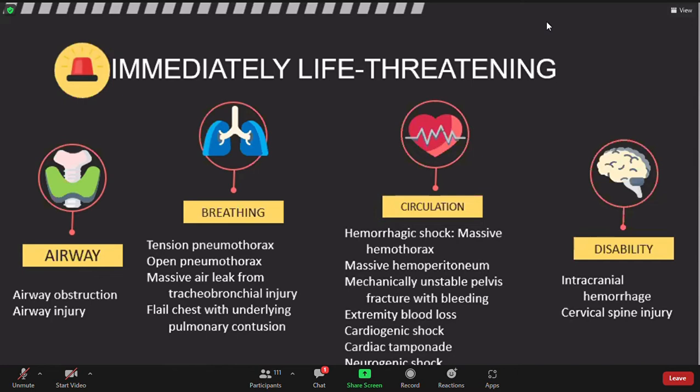And if it's massive enough, it causes decreased preload to your heart because it causes decreased venous inflow into your heart by compressing your large vessels. Okay? So yun yung pathophysiology ng morbidity ng tension pneumothorax. Because of your decreased preload, decreased cardiac output, so babagsak, magshoshock yung patient. So, we need to manage those.